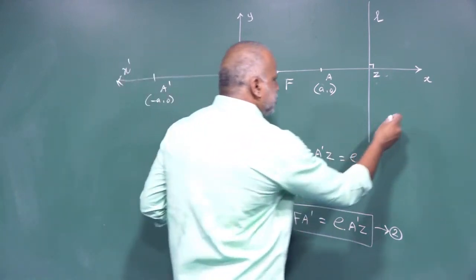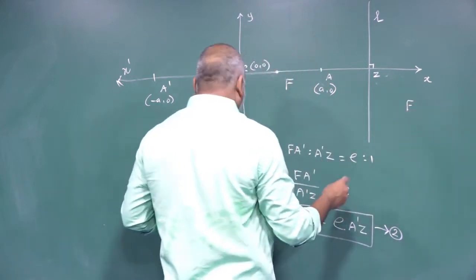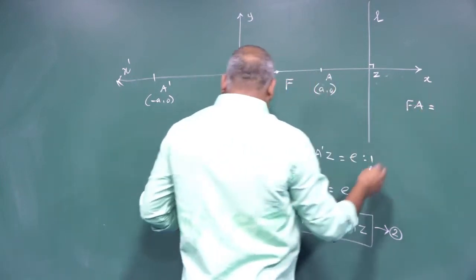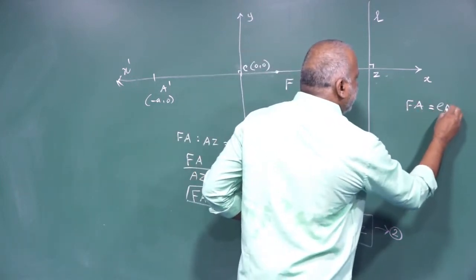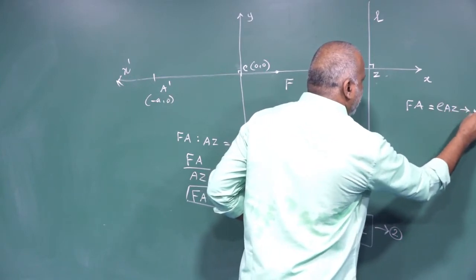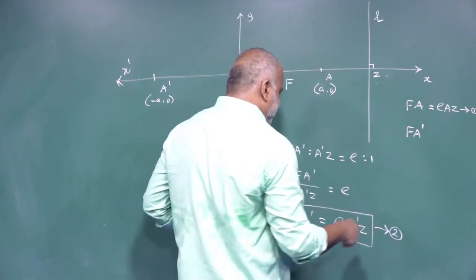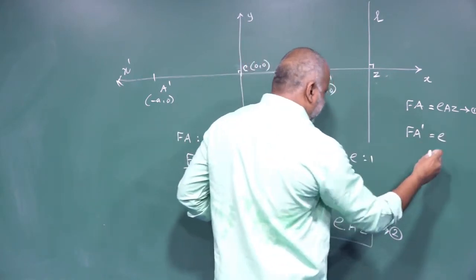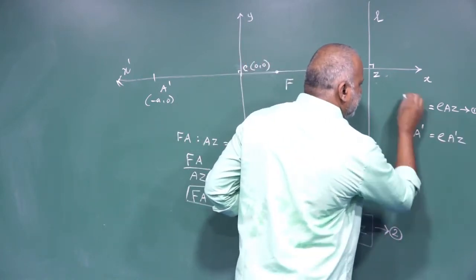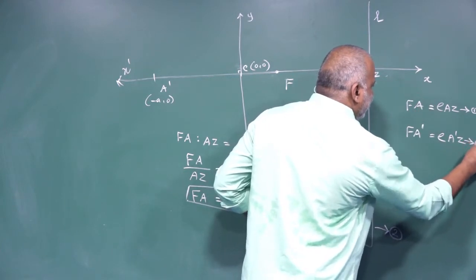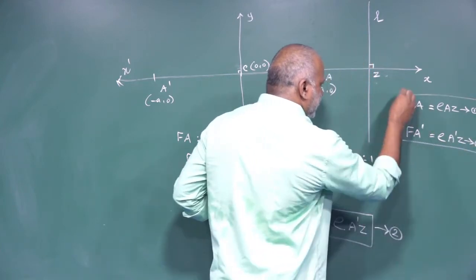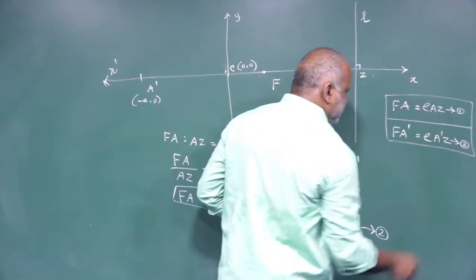Now, I am selecting these two results. See here, FA equal to E times AZ. This is result number 1. In the same way, FA dash equal to E times A dash Z. This is result number 2. With the help of result number 1 and 2, we are going to derive some results.